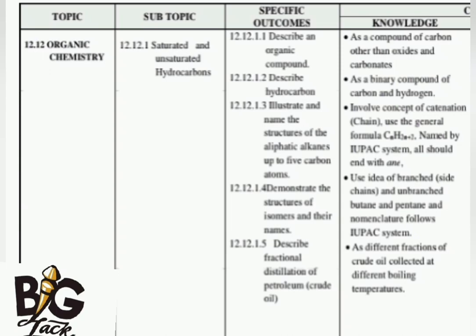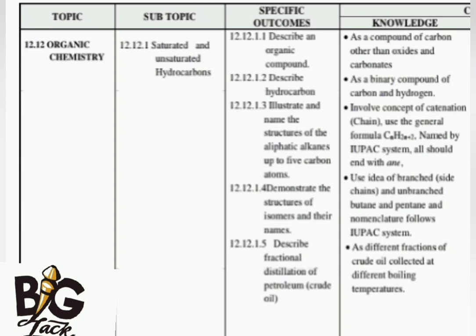Organic compounds are compounds of carbon other than oxides and carbonates. Whenever you find a compound containing an oxide of carbon, it does not fall under organic compounds. For example, carbon dioxide is not an organic compound. Carbonate is also not an organic compound. So when we say other than oxides, we are excluding oxides and also carbonates.